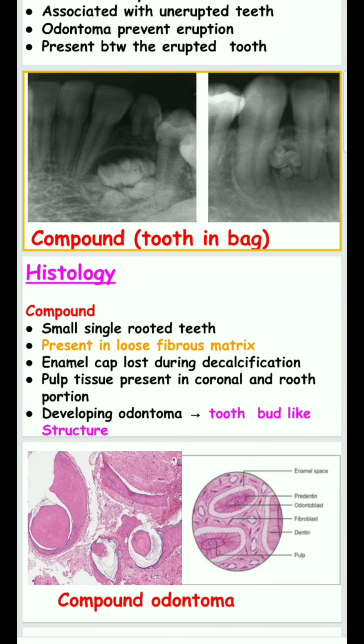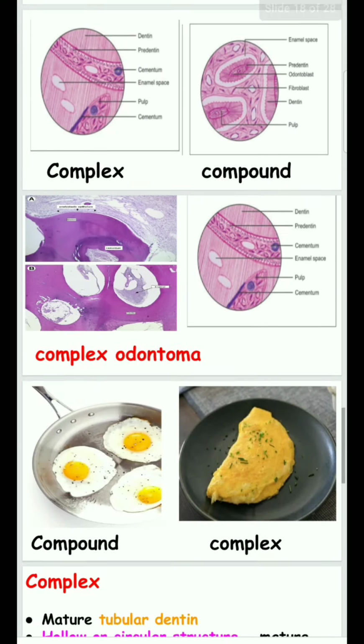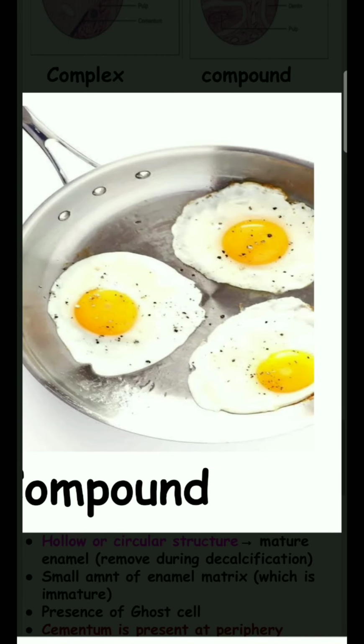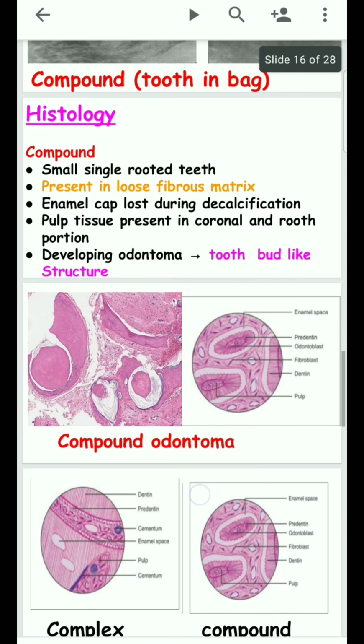In histology, the compound type shows small single-rooted teeth present in a loose fibrous matrix. For better understanding, the loose fibrous matrix is the pan, and the half-boiled egg is the enamel, dentin, and pulp. We see the loose fibrous matrix, and pulpal tissue is present in the coronal and root portions. The developing compound odontoma resembles a tooth bud.